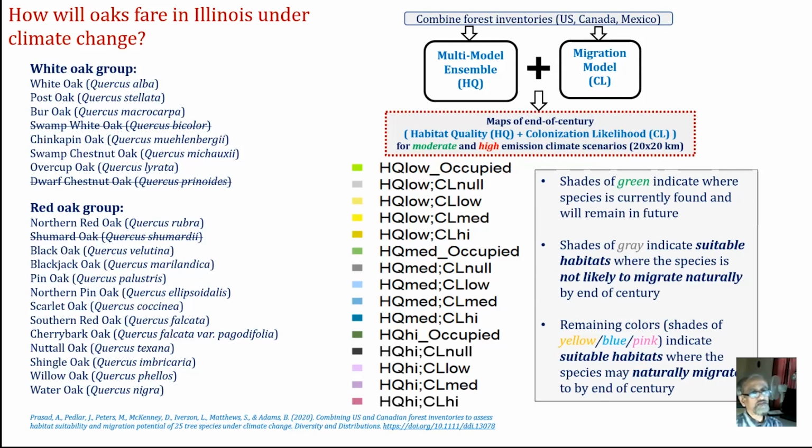And then the shades of gray indicate suitable habitats where the species is not likely to migrate naturally by the end of the century. So these are the HQ low, CL null, that is colonization is null, then HQ medium, CL null, and HQ high, CL null. And the remaining colors, shades of yellow, blue, and pink, are where the species may naturally migrate to by the end of the century. These are the low, medium, and high, also shaded based on these characteristics of the models.